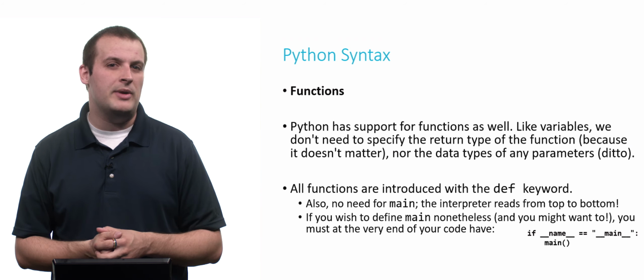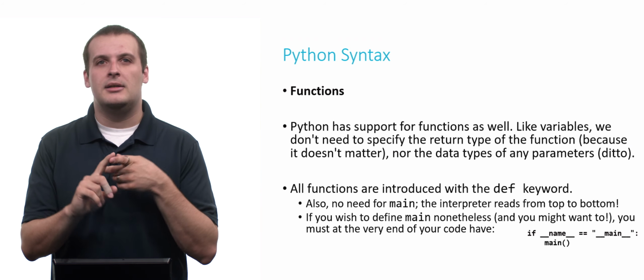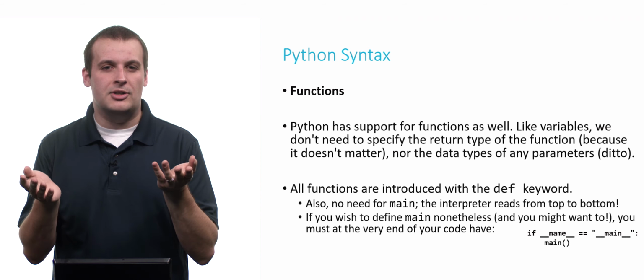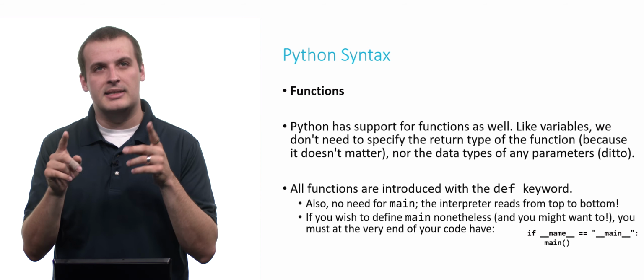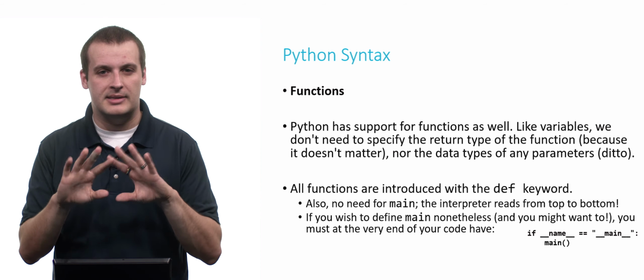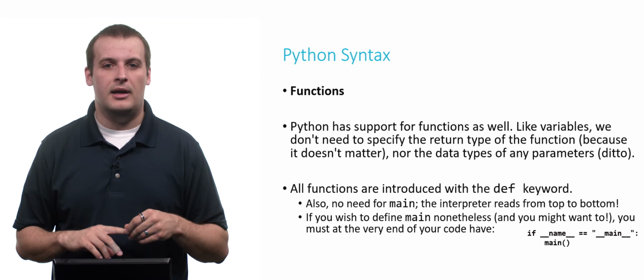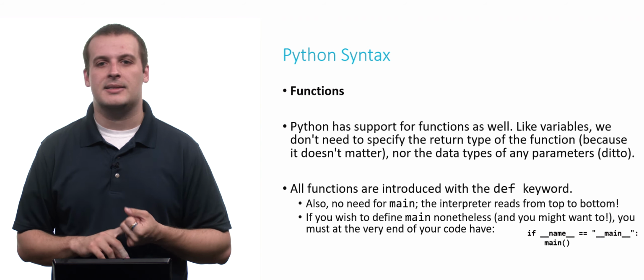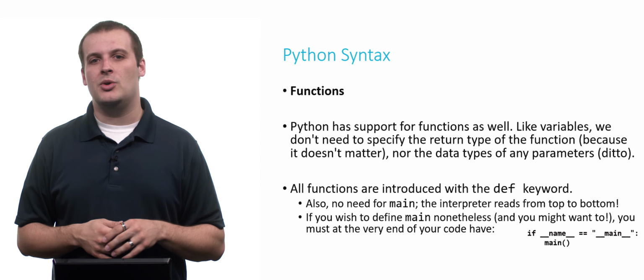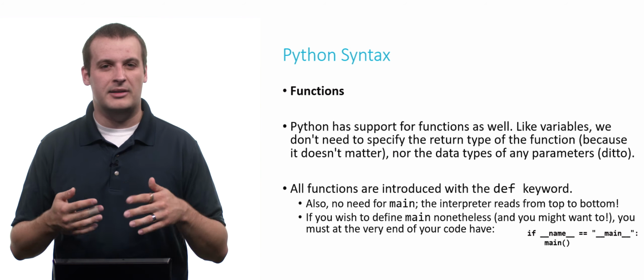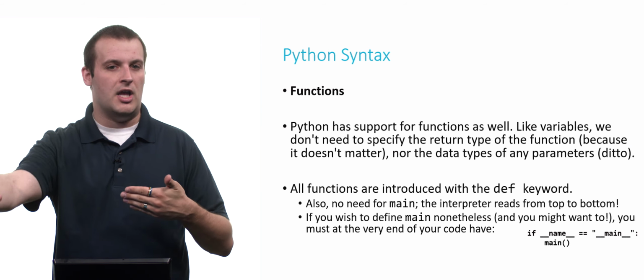So recall from C that we had to specify like int square. Maybe it took an integer as its input. So int square, parentheses, int x, semicolon, or all this stuff we have going on. We don't have to specify any of those data types. We just have to specify the name of the function and any parameters that it takes. We introduce a function using the keyword def. So basically think about it as like defining the following function.